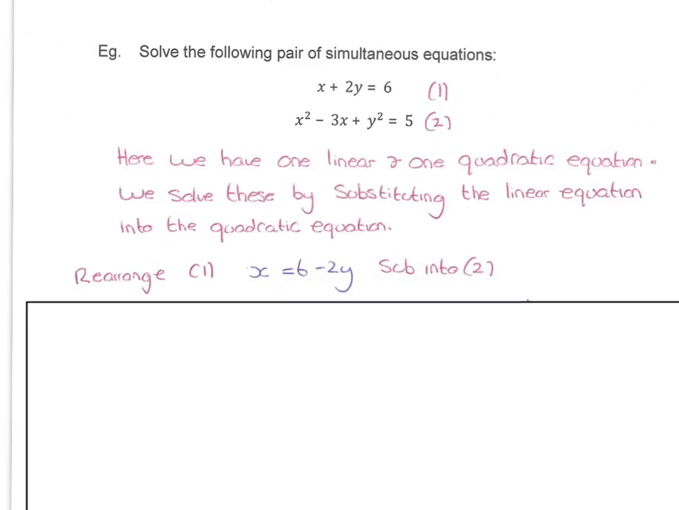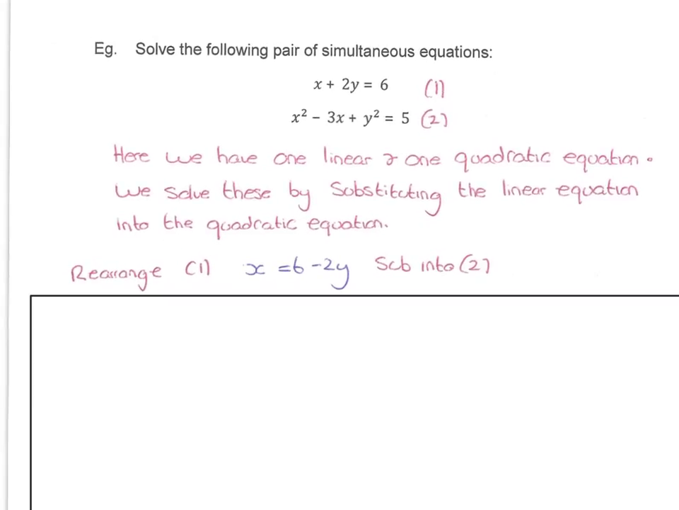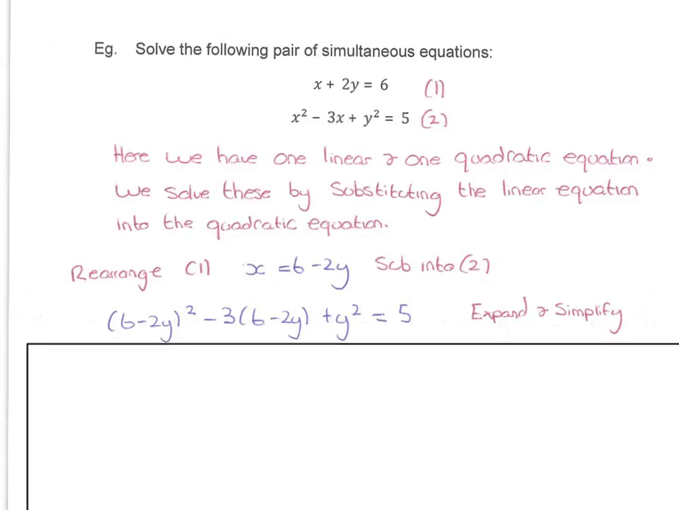So what I'm going to do is first start by rearranging equation 1, and by doing that, I end up with x equals 6 minus 2y. What I'm going to do then is substitute this into equation 2, so replace the x's in equation 2 with a value of 6 minus 2y. So you can see the working out. I've substituted it into equation 2.